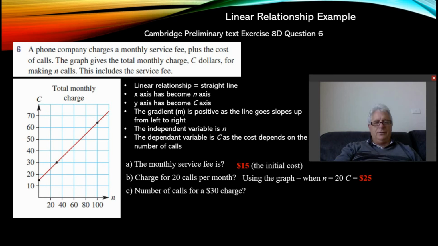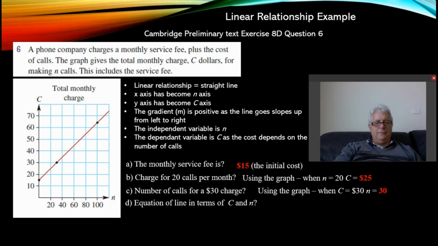Thirdly, number of calls for a $30 charge. This time we start with the C-axis, the charge, and find where 30 is, and follow that across horizontally. And this time I've got a black dot. I follow that down, and it's exactly in between the 20 and 40 on the number of calls, so that's 30 calls. 30 calls for $30. C is 30, N is 30.